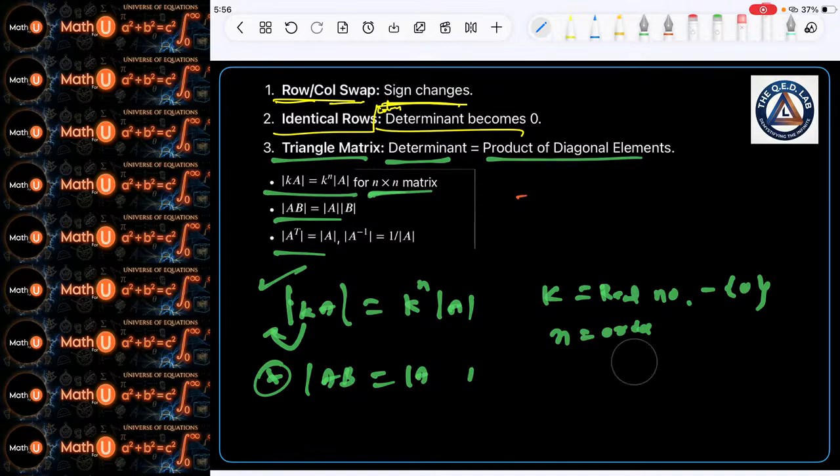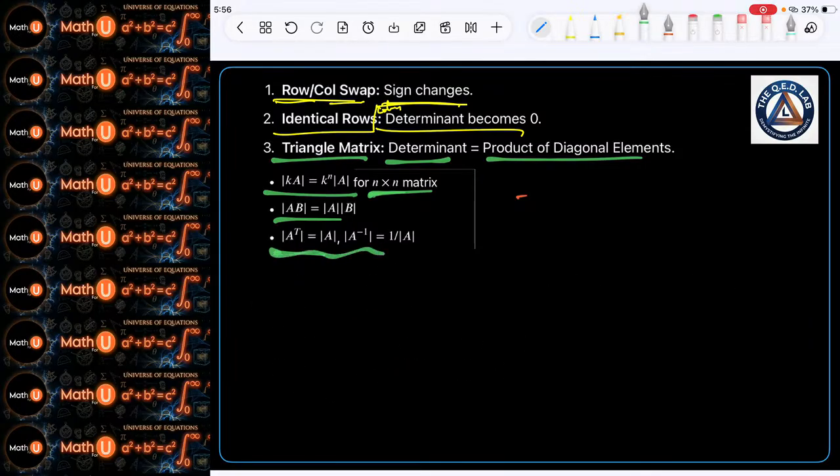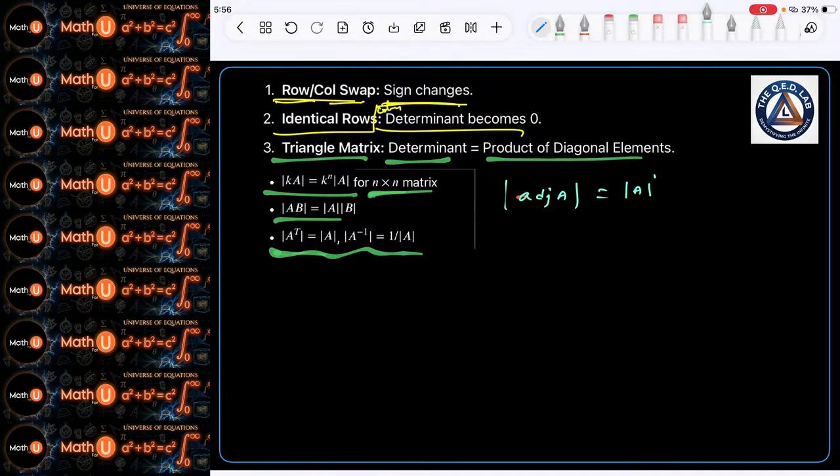See how to remember these properties. If you remember these properties, then you can solve any other properties easily. Determinant of adjoint of A, how to find it? Determinant of A power of n minus 1. How to prove this one? Okay, see, remember this one.